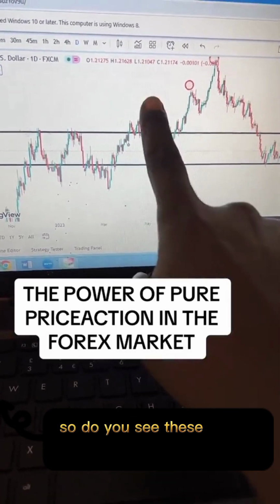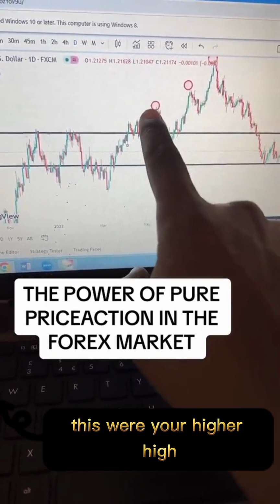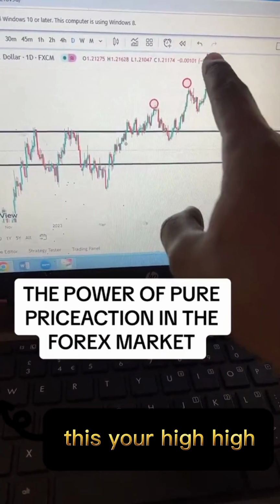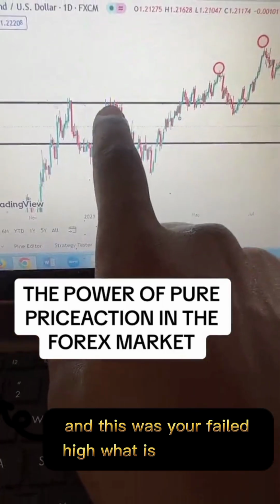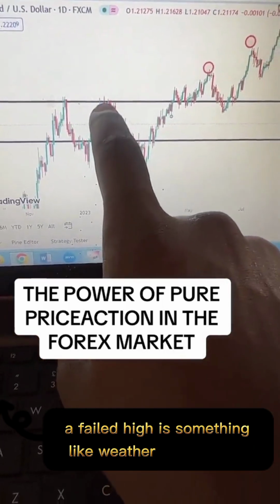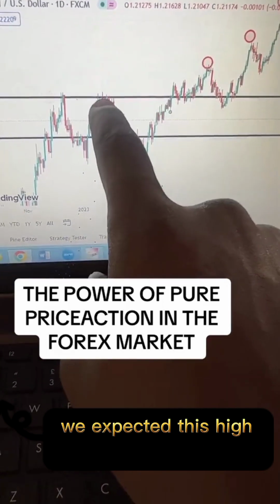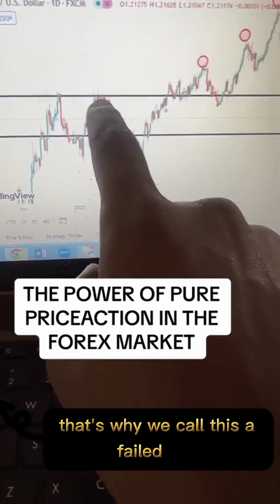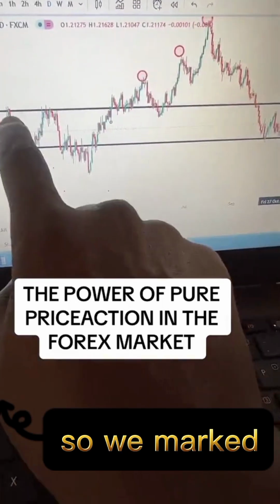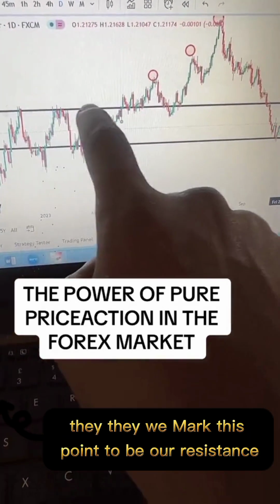So do you see these circles here I showed you last week? These were your higher highs. This is your higher high, this is your higher high, this is your higher high. Then this was also another higher high, and this was your failed high. What is a failed high? A failed high is something like where there is resistance. We expected this high to be higher than this, but it ended at the same point. That's why we call this a failed high, and we have all these highs. So we mark this point to be our resistance in the failed high.